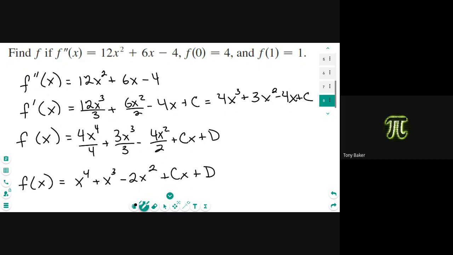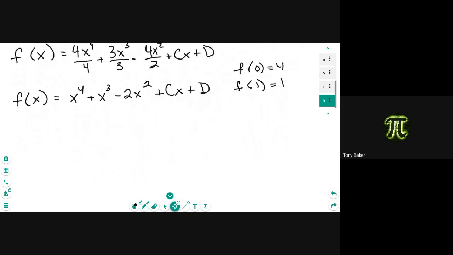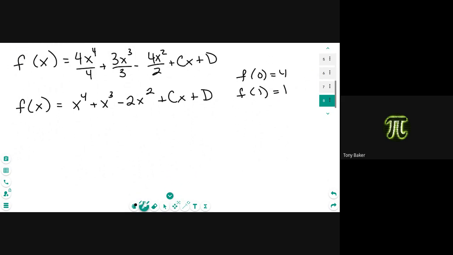So now we have f of 0 is 4 and f of 1 is 1. So if I plug in 0 to everything, everything cancels out except for D. So D is 4.